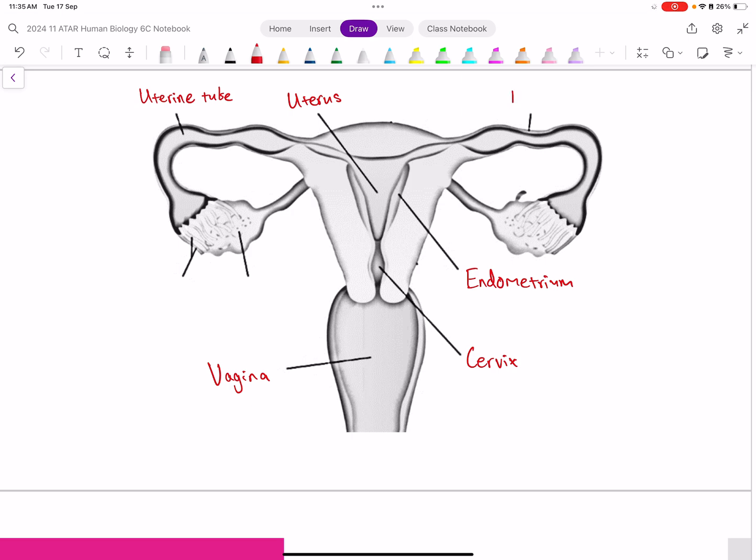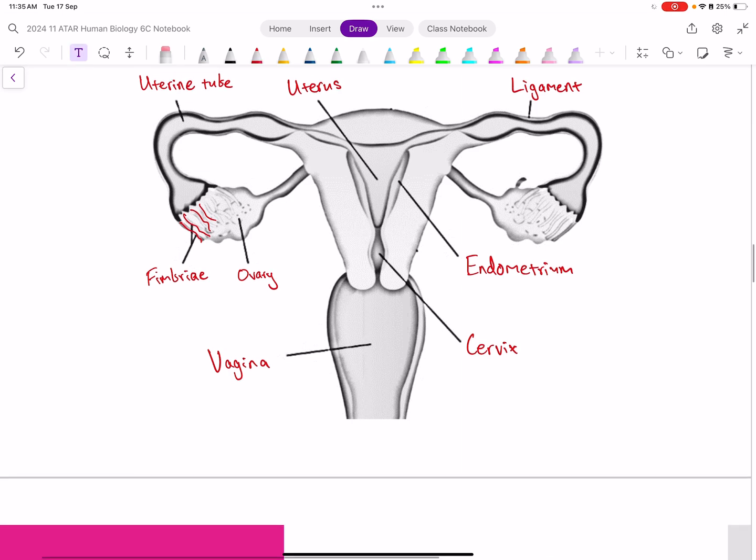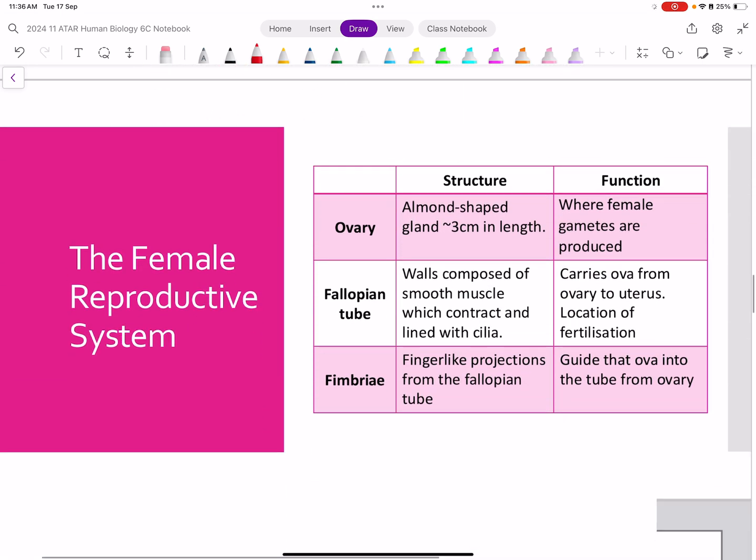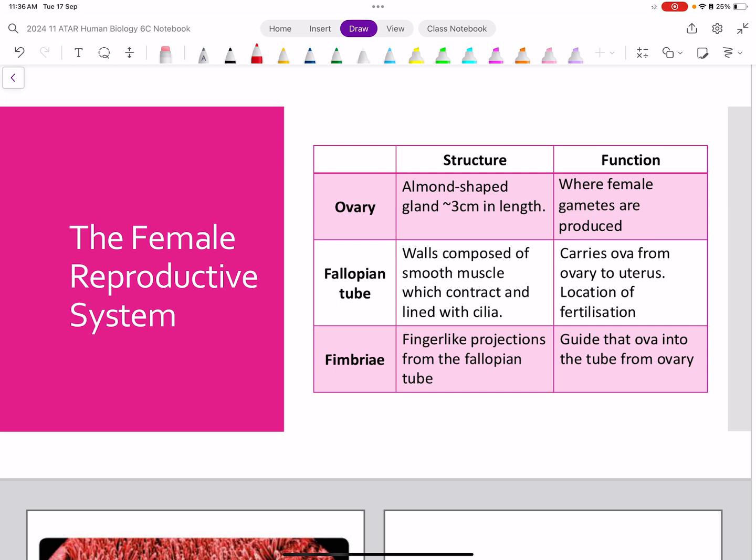We can also see that surrounding that we have this ligament tissue to hold the fallopian tube in place, and then over on the left-hand side we can see these finger-like projections once more. So again, they are the fimbriae, and they help to catch the egg, which is released by the ovary. So these key structures here are all really, really important as we dive deeper into the topic of human reproduction. So to talk about them very briefly, we'll just go through some notes quite quickly.